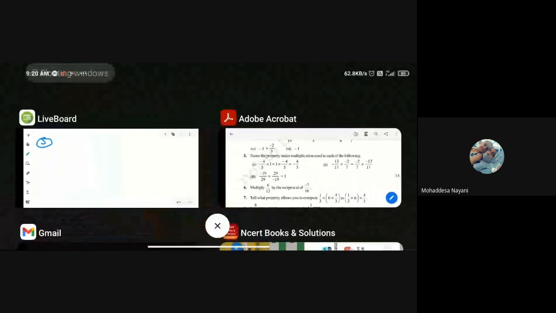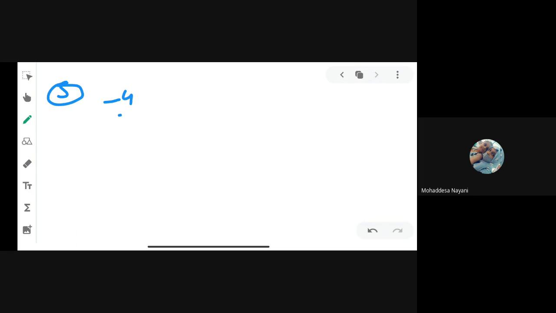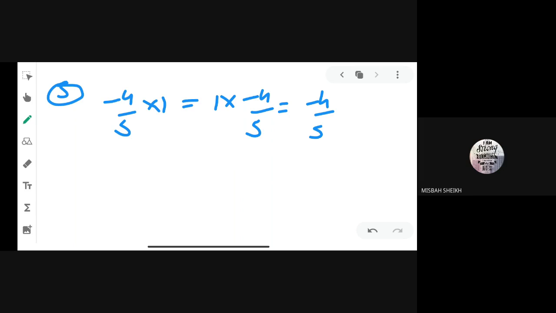Okay, the first question is minus 4 by 5 into 1 is equal to 1 into minus 4 by 5 is equal to minus 4 by 5. Can anyone tell me which property we are using here? Hello everyone. Can you hear me? Yes. So please give me the answer. Which property we are using in this question?